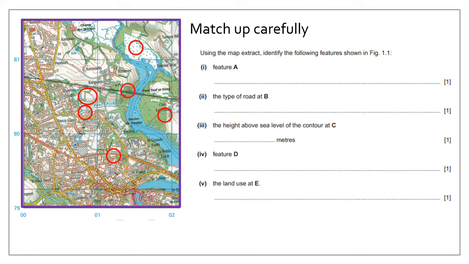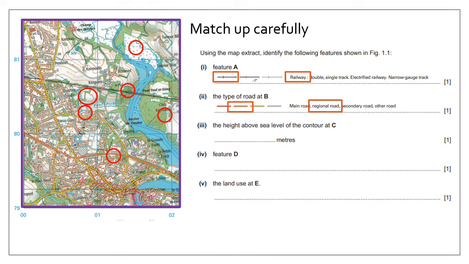Very simple. You just have to find out what the symbol is and match it up on the key. So here, for example, I've taken it from the key at the bottom of the map extract. So I need to match up the figure. So it looks like a railway. Okay, so I'm going to put that there. For type of road, B is an orange road. And so an orange road on here is the second one along, and what that means is a regional road.